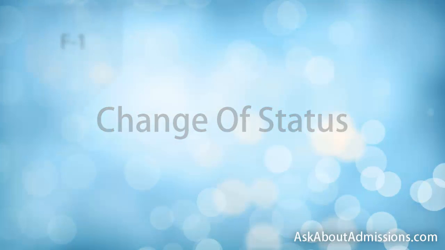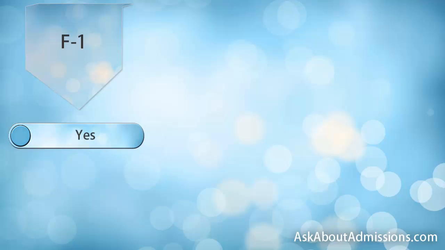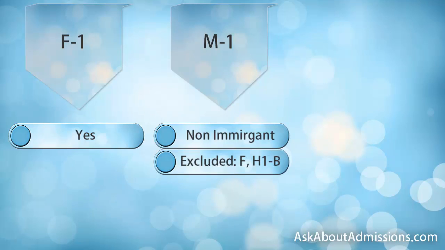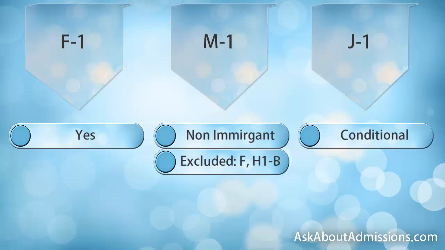Change of status. F1 visa holders may apply for change of status while on F1 visa. The most preferred change is F1 to H1B. M1 visa holders may apply for change of status to most other categories of non-immigrant visas. However, they may not change to F status or H1B status. J1 visa holders participating in certain types of programs may be required to return to their home countries for at least 2 years before they are permitted to apply for change of status. If not subject to the home residency requirement, they may change status in the US.